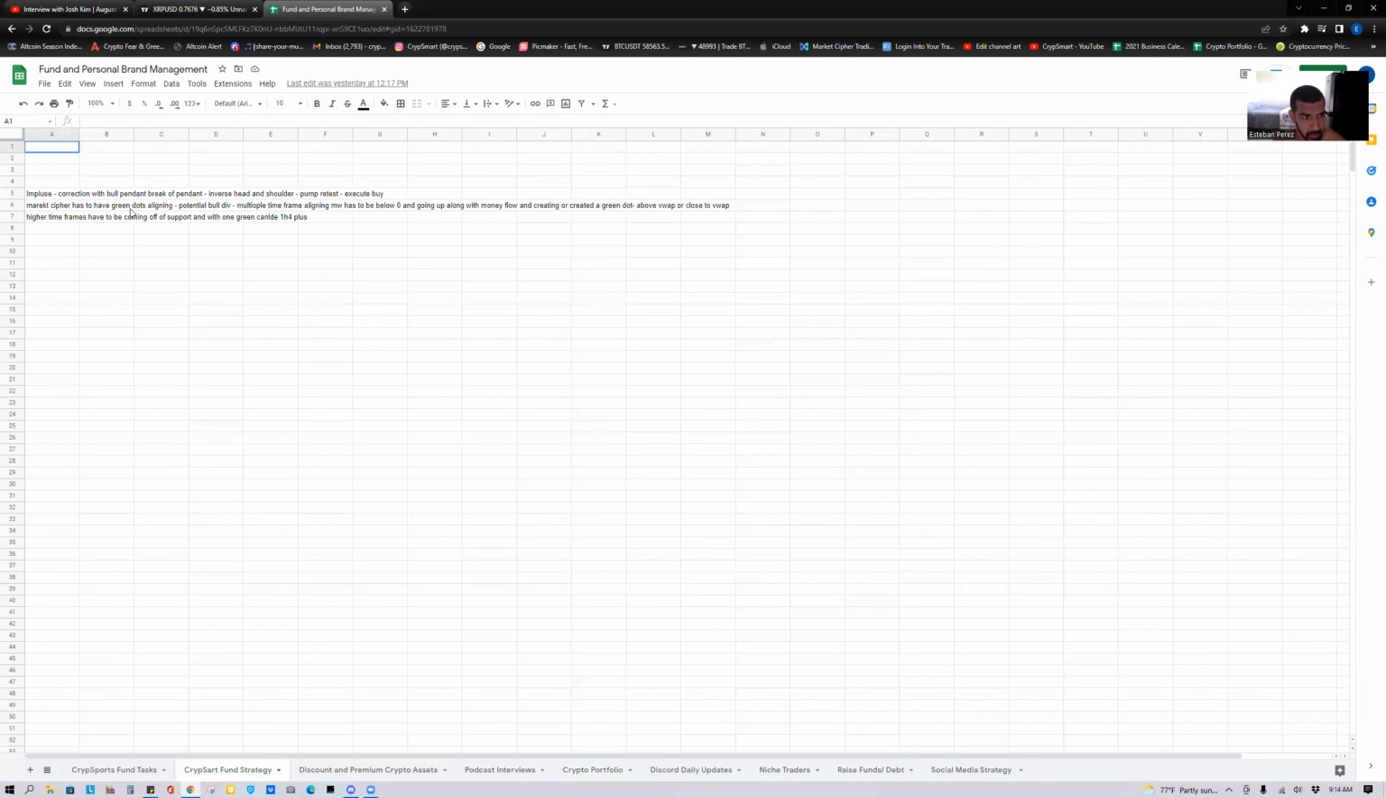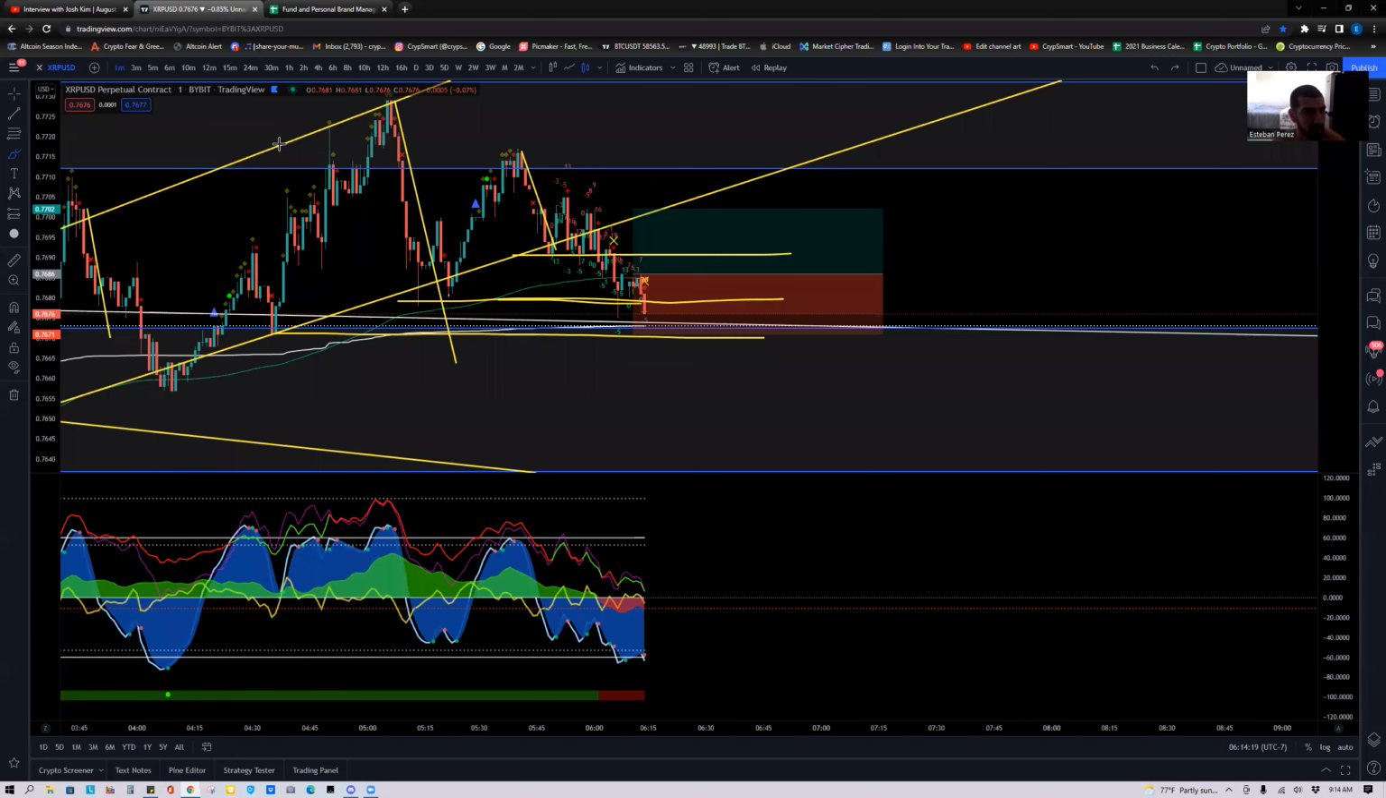Market sector has to have green dots aligning, potential bull divergences, multiple timeframes aligning. Money wave has to be below zero and going up along with money flow and create a green dot above VWAP, close to VWAP, and so on. Remember, I did not take this trade. I did take one loss today though, but this is not it.